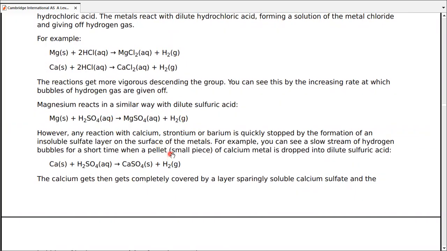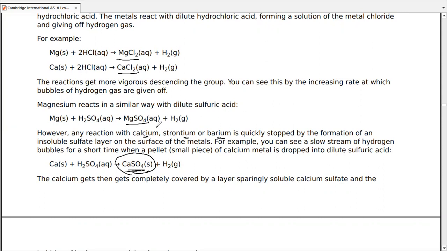However, any reaction with calcium, strontium, or barium is quickly stopped by the formation of an insoluble sulfate layer on the surface of the metal. This is important. Now, since these are not exactly insoluble, the reaction keeps on going. This is also not insoluble, so the reaction keeps on going. This is insoluble. This actually stops the reaction. And the same thing happens with calcium, strontium, or barium, because all of them are insoluble.